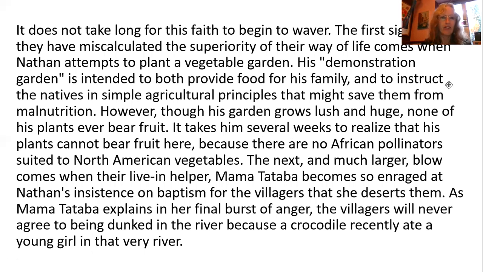The first sign that they have miscalculated the superiority of their way of life comes when Nathan attempts to plant a vegetable garden. His demonstration garden is intended to both provide food for his family and to instruct the natives in simple agricultural principles that might save them from malnutrition. However, though his garden grows lush and huge, none of his plants ever bear fruit. It takes him several weeks to realize that his plants cannot bear fruit here because there are no African pollinators suited to North American vegetables.